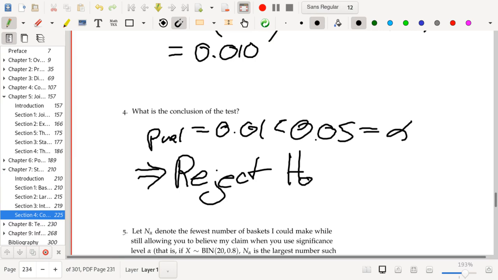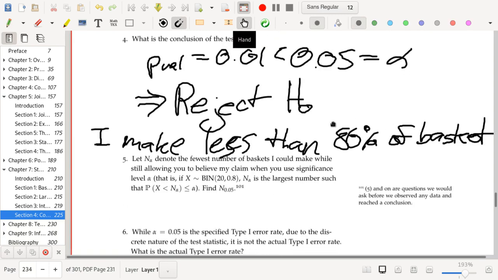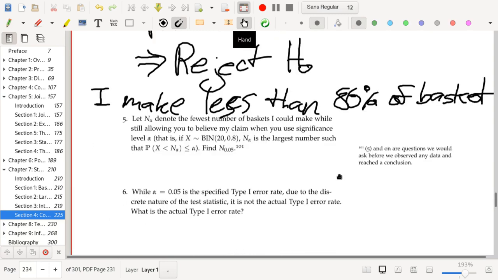It means that your belief now about the real world is I make, as in me, I make less than 80% of baskets. And by the way, this is not based off of real data. I'm pretty sure that I do not make more than 10% of my baskets. I have not shot a basketball in years. So, this is not real world data. If I were making 55% of my free throws, as this problem suggests, then I would be pretty proud of myself.